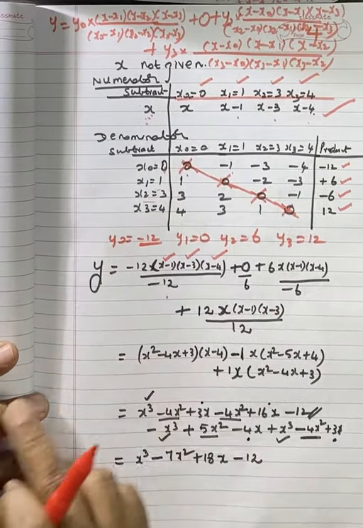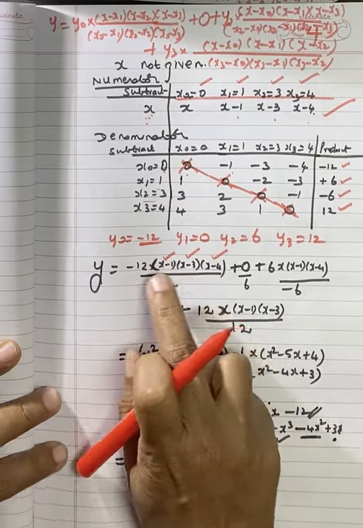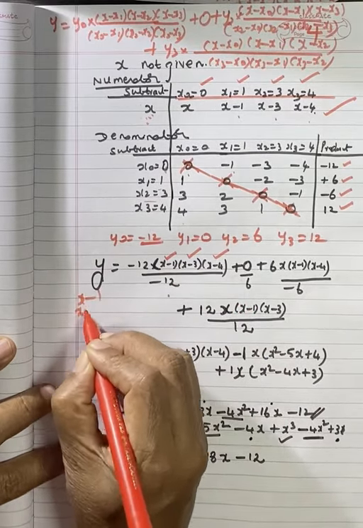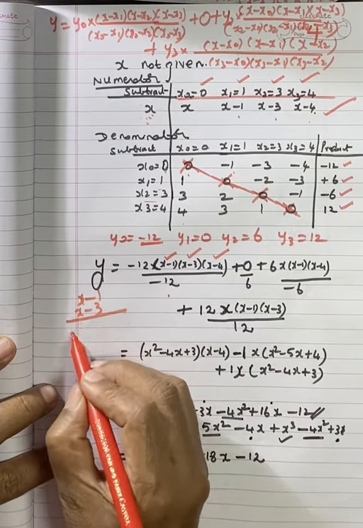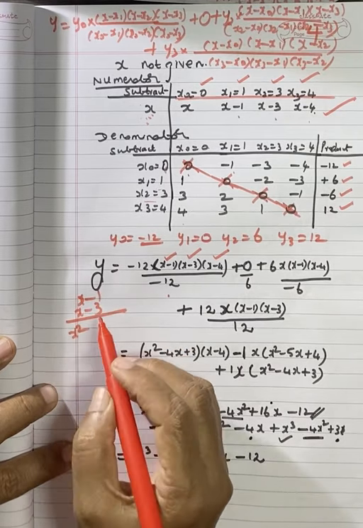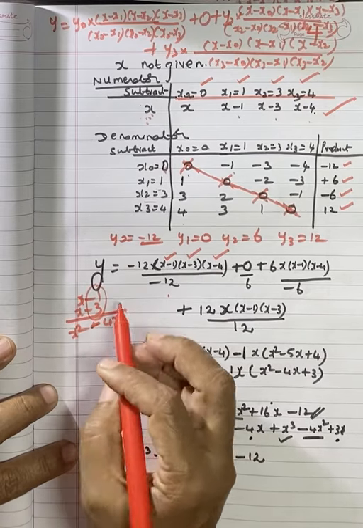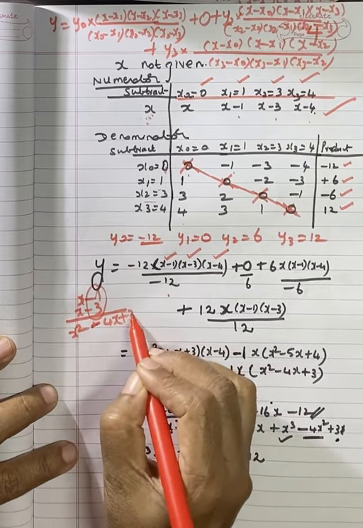Minus 12 gets cancelled. First I multiply these two, x minus 1, x minus 3. X square. Add these two numbers, it is minus 4x. Multiply these two numbers, it is plus 3.